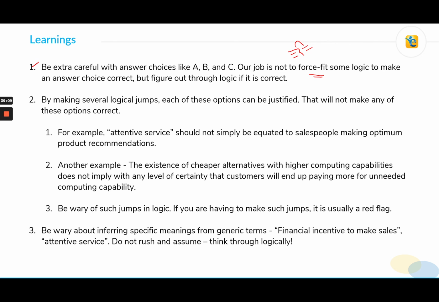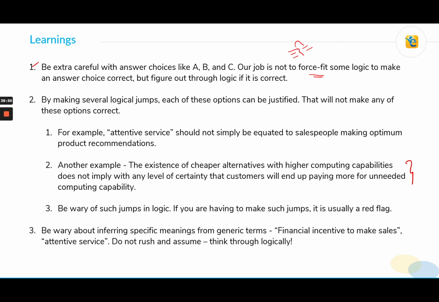Be extremely careful about very generically worded sentences or phrases, like for example attentive service. Like I said, it could mean anything from serving tea and coffee all the way to knowing exactly what product is required and giving optimum recommendations. Likewise, just the existence of alternatives does not tell you anything about whether people will actually go for these alternatives. So these kinds of logic traps are things that you should be very careful about. This is what I call jumps in logic, traps in logic. If you just automatically assume that the fact that something exists means that something will be bought, that's a trap. So you have to be aware of these kinds of traps.